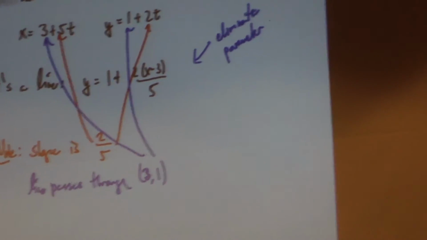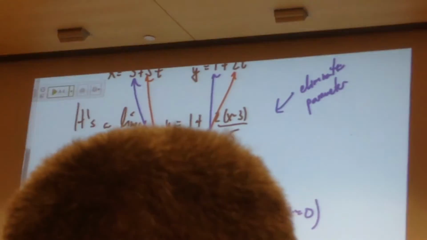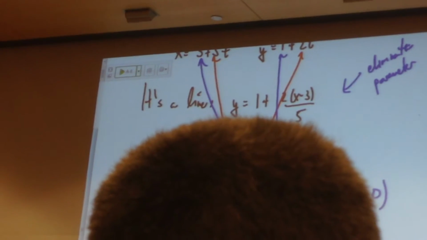So the parametric form of a line is something you might want to just learn to recognize, and you can read off facts about the line pretty quickly. Yeah, we're going to talk about that. Any questions?